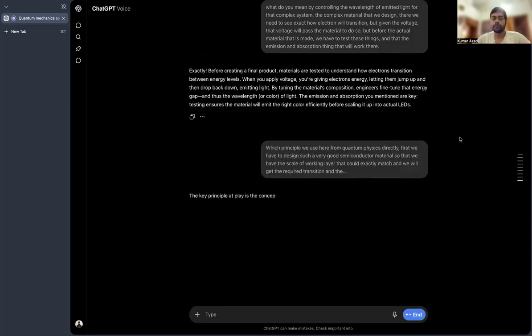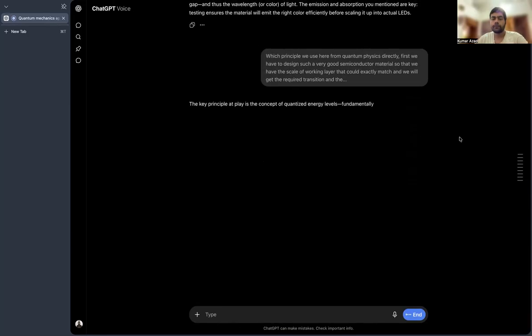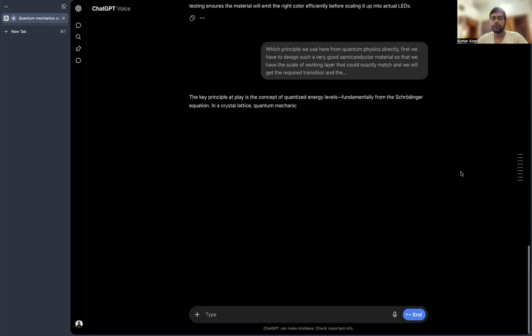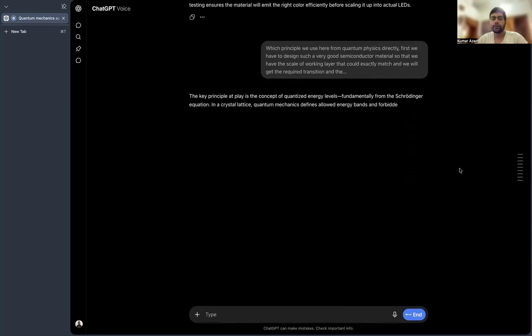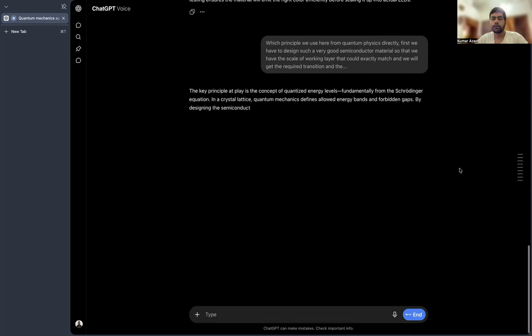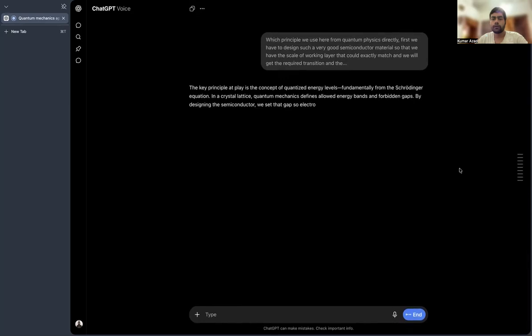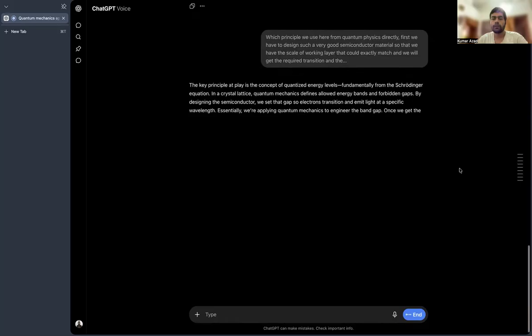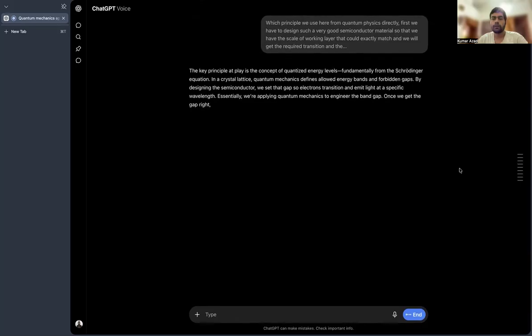The key principle at play is the concept of quantized energy levels, fundamentally from the Schrödinger equation. In a crystal lattice, quantum mechanics defines allowed energy bands and forbidden gaps. By designing the semiconductor, we set that gap so electrons transition and emit light at a specific wavelength. Essentially, we're applying quantum mechanics to engineer the band gap. Once we get the gap right, we know what photon light will be emitted, all determined by quantum theory from the start.